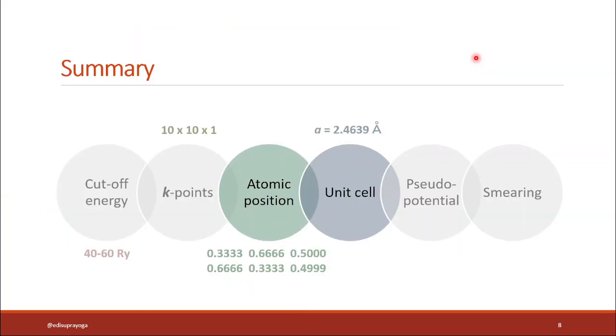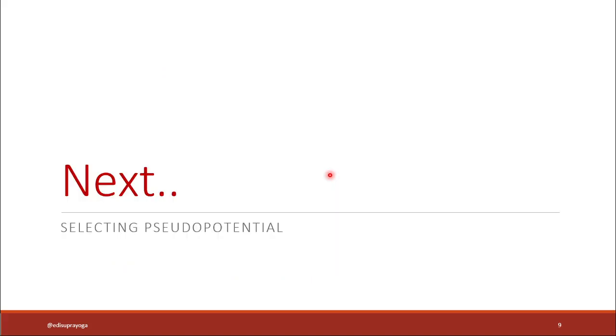For the summary, we have optimized the atomic position and also the lattice parameter of graphene. The relaxed lattice constant is 2.46 angstrom, which is consistent with the experimental value. In the next video, we will discuss how to select the proper pseudopotential and the smearing function. So stay tuned and see you in the next video. Bye bye.